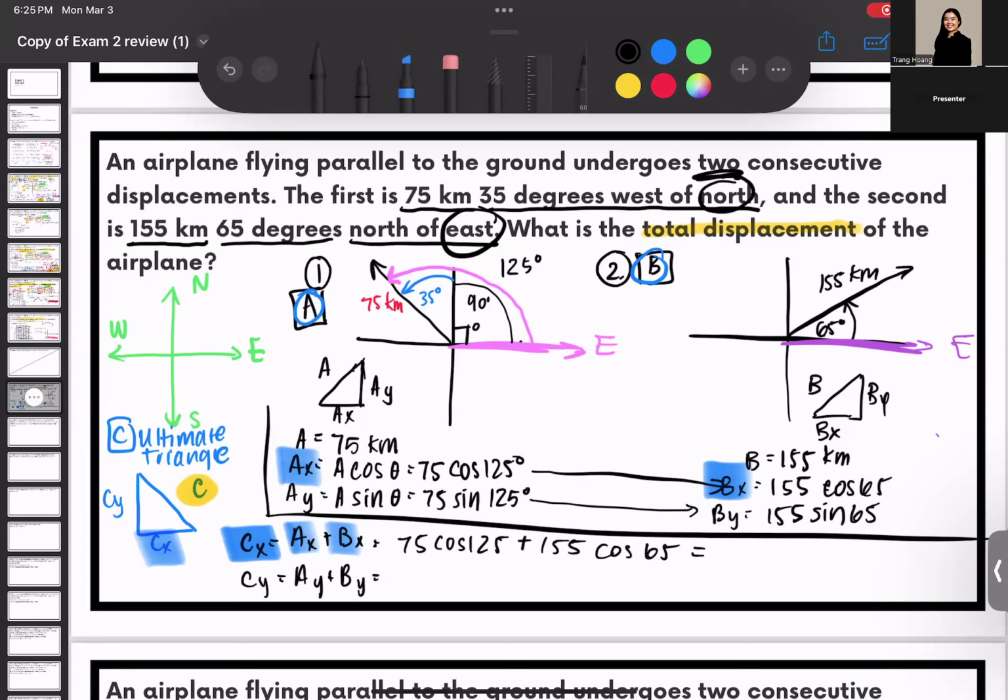Once you add that all up, from my notes, you should get a value of about 22.49 kilometers. For CY, we're going to be using AY, BY, AY, BY. Add it up, guys. 75 sine 125 plus 155 sine 65. We're going to get, from my notes, 201.9.